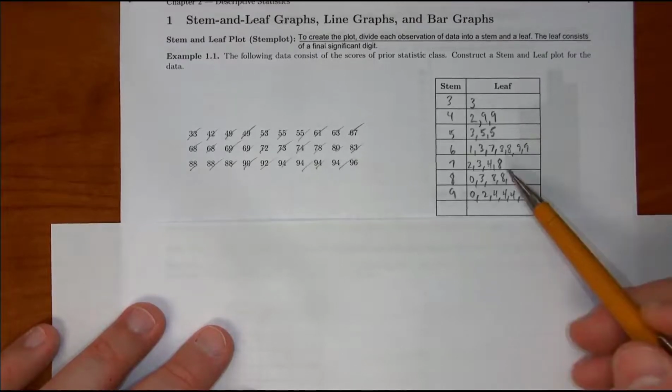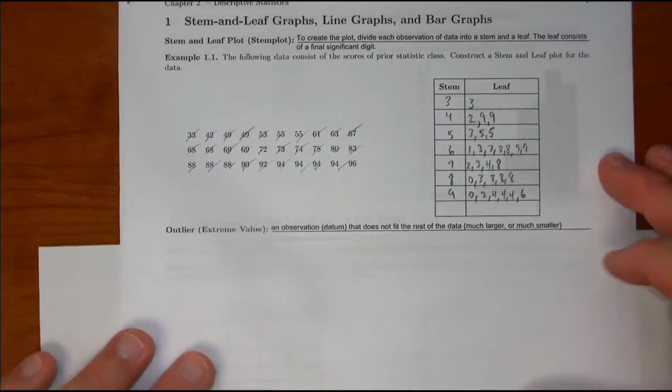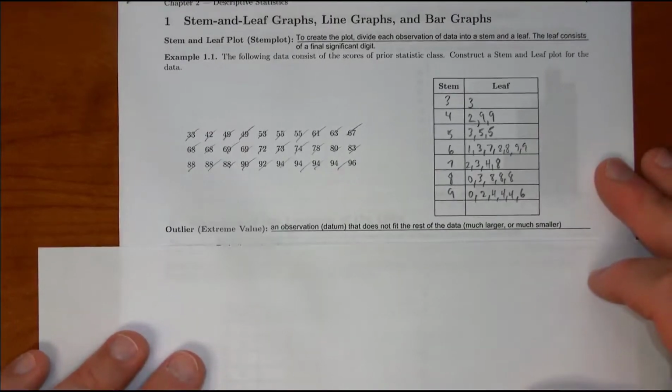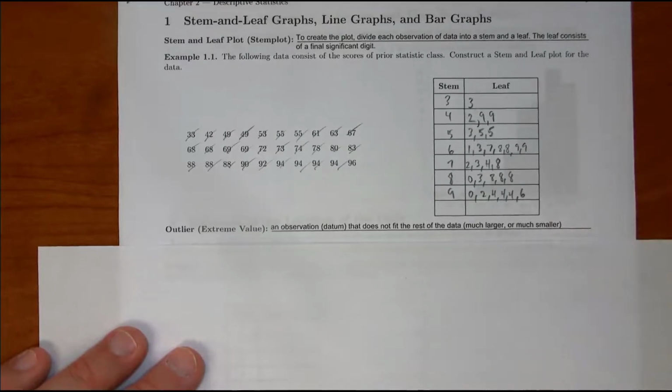Again, technically how I have it written here is a ranked stem and leaf plot, since the leaves are in order. Now, what about outliers? An outlier, also called an extreme value, is an observation, so a datum, a data value, that does not fit the rest of the data.